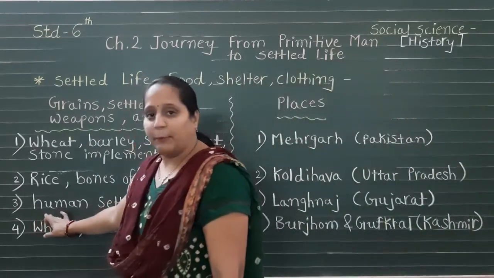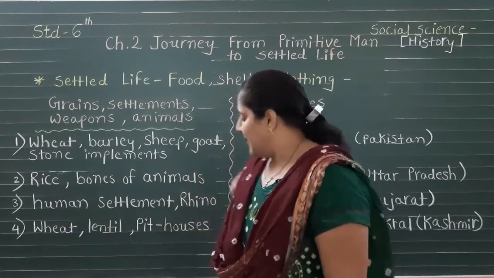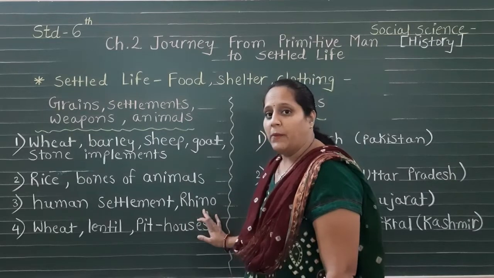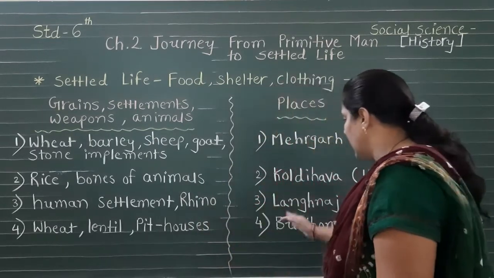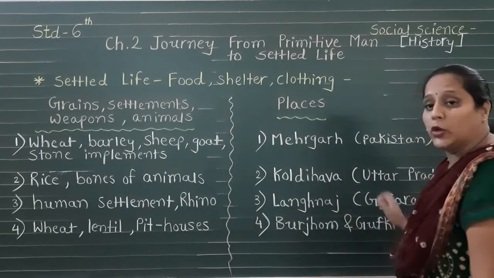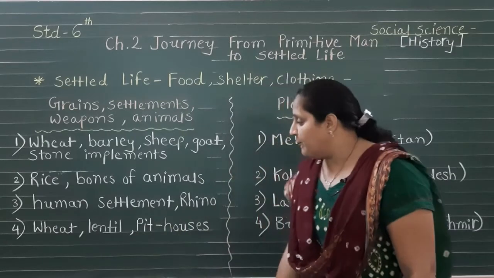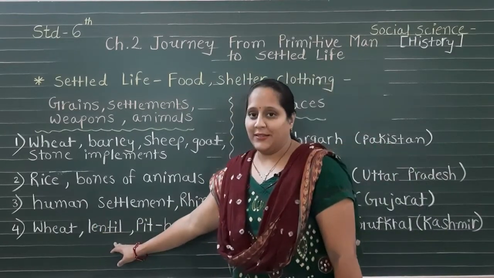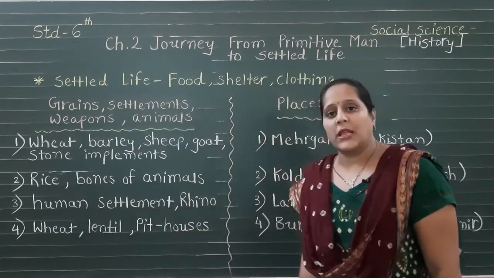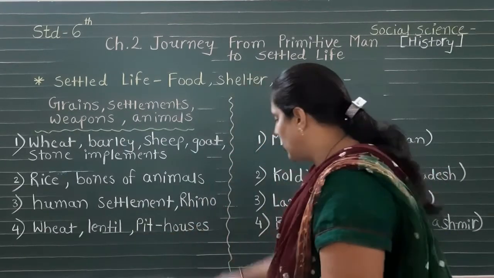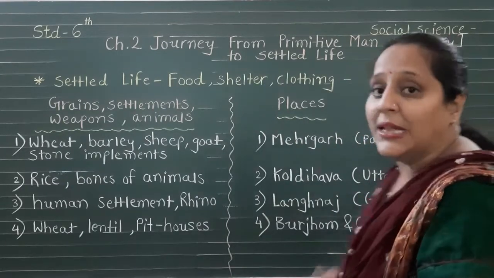Then our third example is a human settlement. Now they lived in pakka houses. Here we find the bones, or the skeleton, of a rhino. Where do we find this? We find it in Langhnaj in Gujarat state. Now our fourth example is wheat and lentil. In Gujarati we say masoor for lentil. And then pit houses, basement houses. So they lived in basement houses in Burzahom and Gufkral, which is in Kashmir.